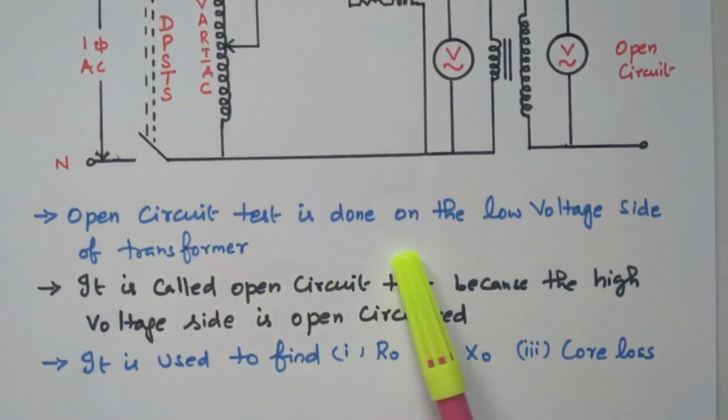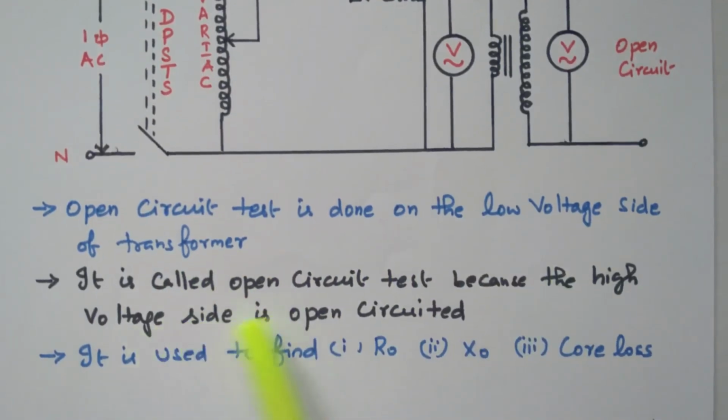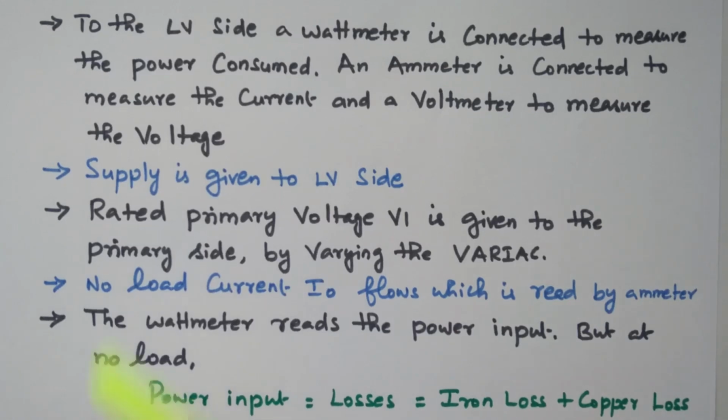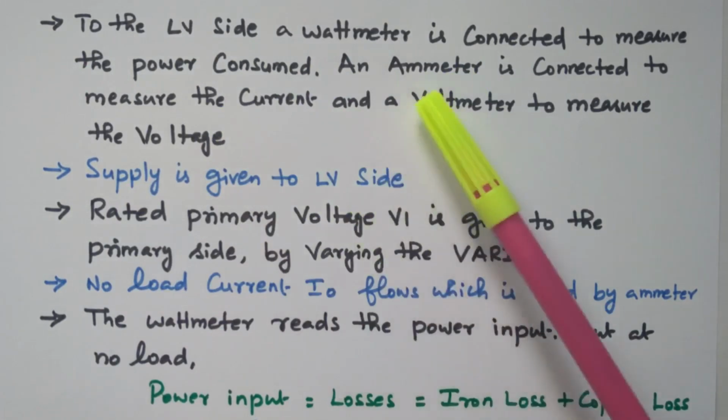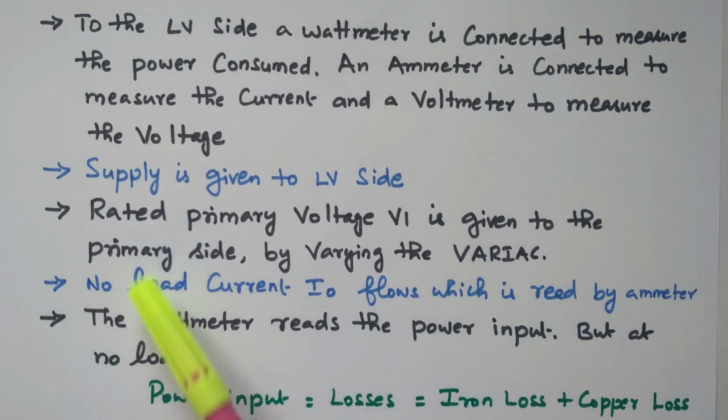The open circuit test is performed on the low voltage side of the transformer. It is called the open circuit test because the high voltage side is kept open. In this, we are going to find the R naught value, that is the core loss resistance, and the reactance during no load and core loss. To the LV side, a wattmeter is connected to measure the power consumed, an ammeter to measure the current, and a voltmeter to measure the voltage. Supply is given to the LV side.